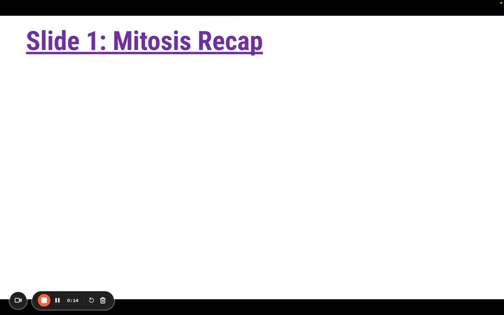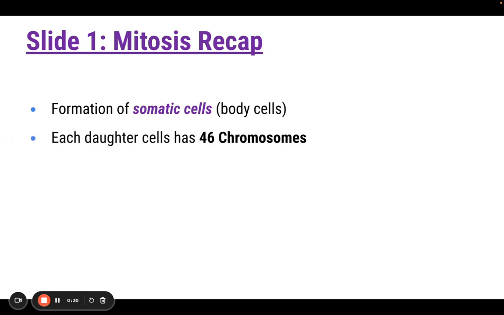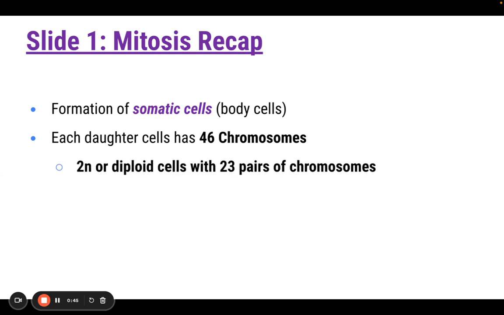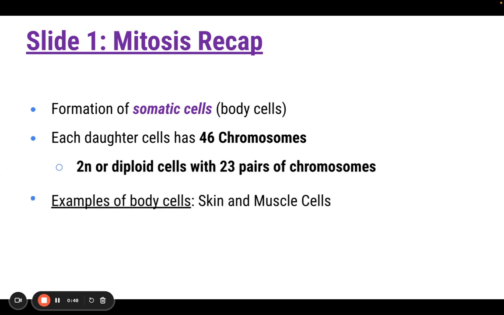You might think meiosis sounds an awful lot like mitosis, so just really quickly I wanted to recap mitosis. Mitosis is the formation of body cells or somatic cells. This is cell division that involves the cells of your body, so skin cells, brain cells, bone cells. Each of our cells in mitosis will have 46 chromosomes. We call those diploid cells or 2N cells because they have 23 pairs of chromosomes. So again, your examples include skin cells, muscle cells, all body or somatic cells.